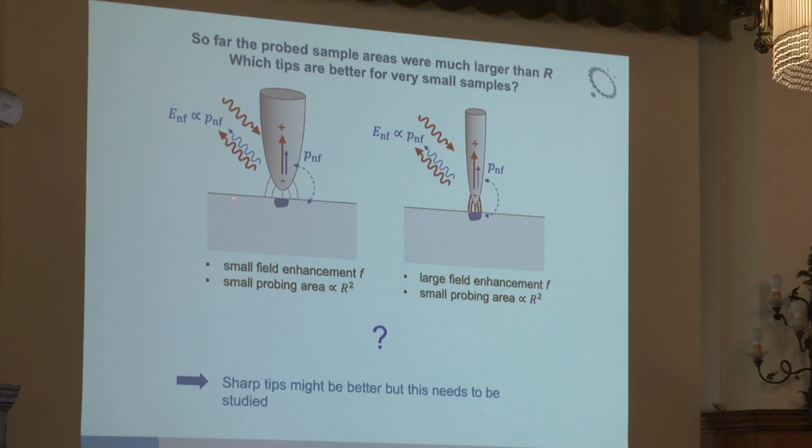Now let's assume we have a single molecule or something that is really small. What is better, the sharp or the blunt tip? And here probably it would be better to use a sharp tip such that we focus and concentrate all the light onto this tiny little object here. That's an assumption. Sharp tips might be better, but this needs to be studied. Somebody maybe is interested in doing this. Maybe we're doing it by ourselves at some point. So that's the story regarding blunt and sharp tips.